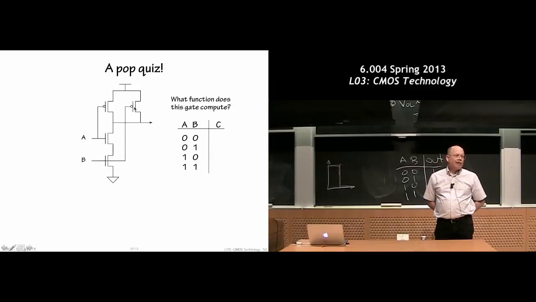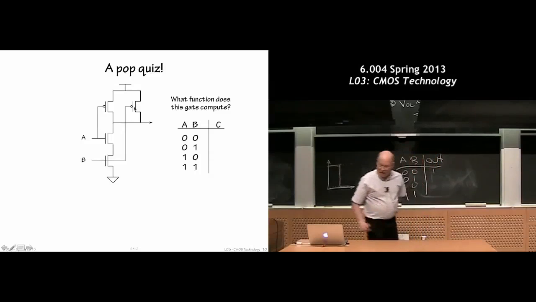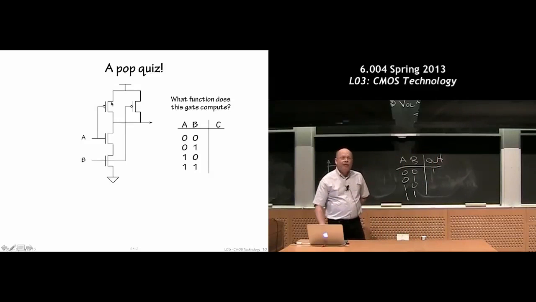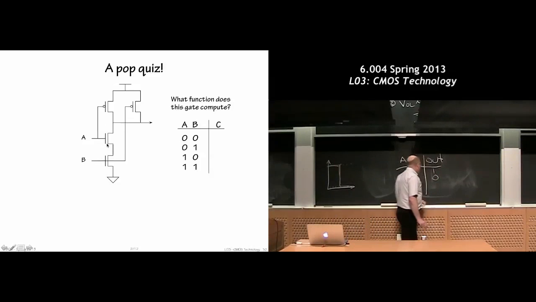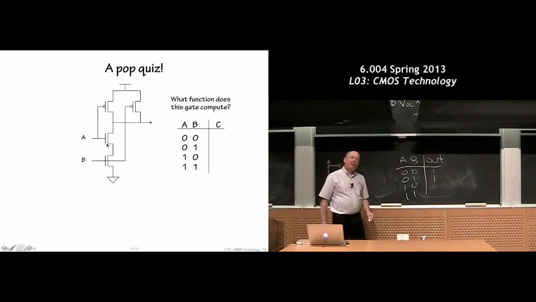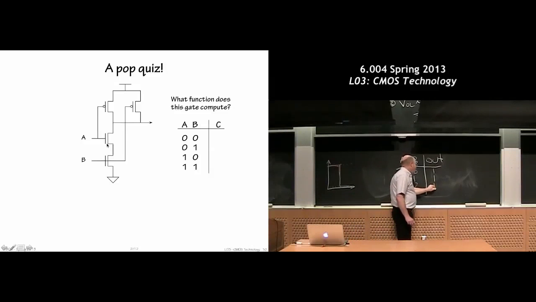When A is 0, the p-FET on the left is on. Right, so this guy is on. The other p-FET is off. And what about a pull-down path? There is no pull-down path. Right, so again we have a high, a 1. No pull-down path, we had a pull-up path. Thank you. Same thing here, and then what happens when they're both 1?